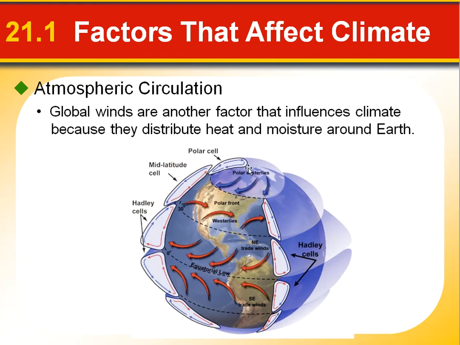The polar cells, again, this cold air near the poles will drop, the warm air rises, and then that sets up a circulation pattern with the mid-latitude cells and then the Hadley cells. Again, these are just weather factors that tend to affect the overall climate for an area.